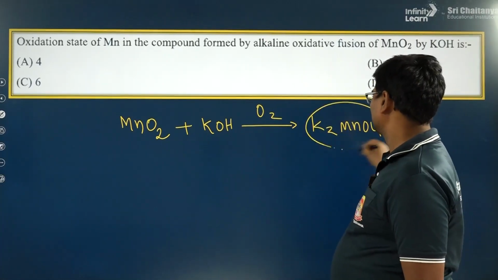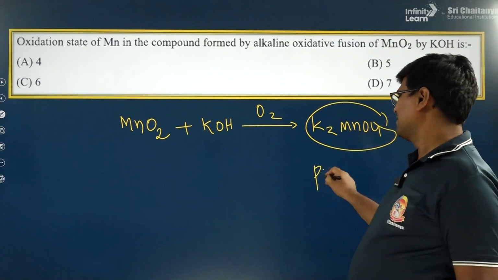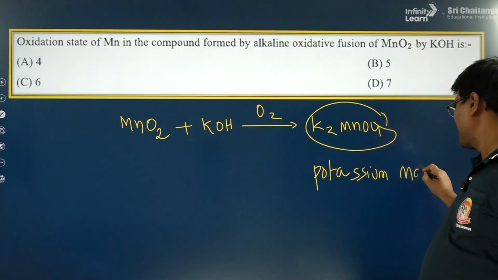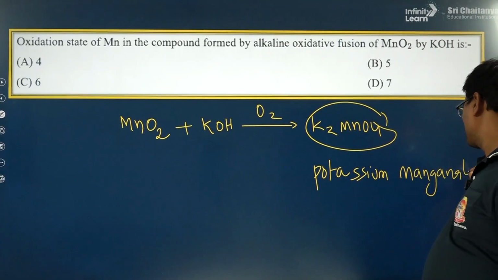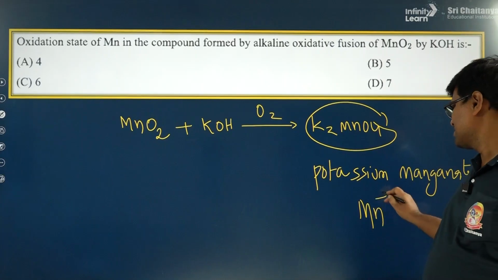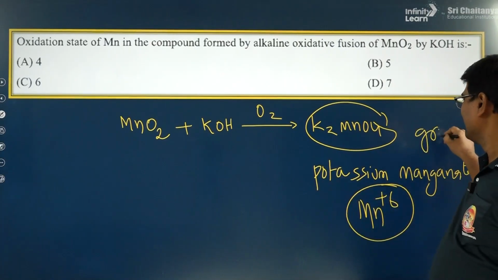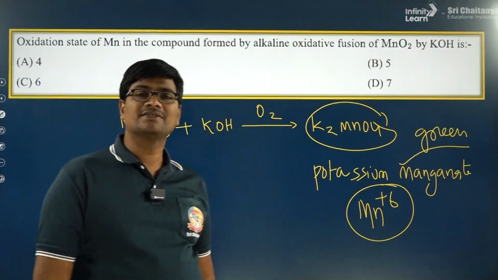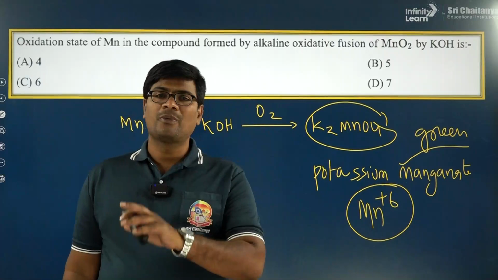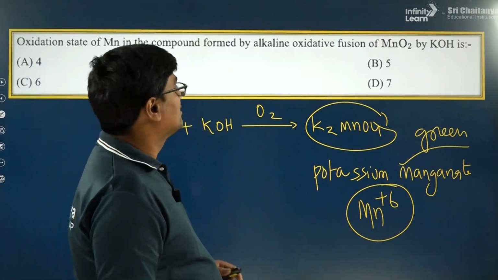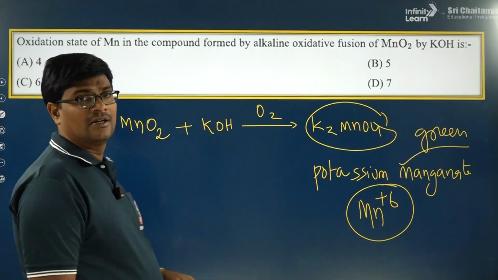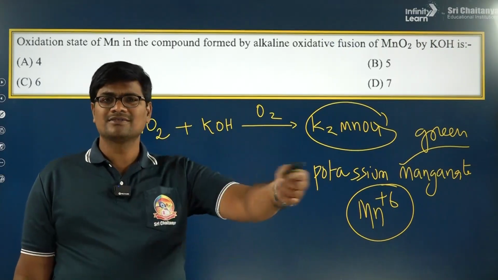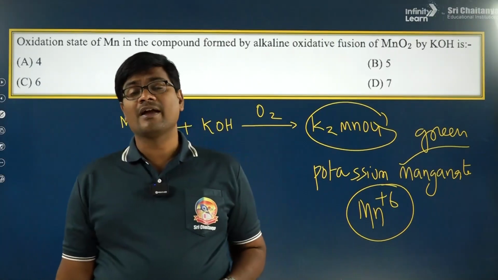K2MnO4. This is called potassium manganate. What is the manganese oxidation state? Plus 6. What is the color of this? Green. You need to know that. So, when MnO2, the pyrolusite, is oxidatively digested with KOH, we are going to get K2MnO4. This K2MnO4 disproportionates to give KMnO4. Those things are a continuation for the preparation of KMnO4.